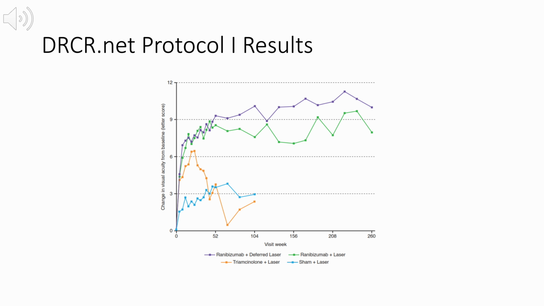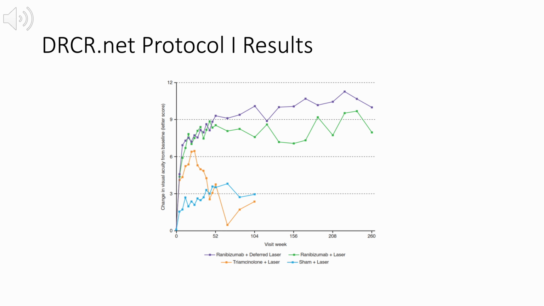Mean change in visual acuity score is on the vertical axis against time on the horizontal axis, extending across the follow-up period. 4 curves are plotted, one for each treatment arm. The 2 ranibizumab curves rise rapidly during the early weeks and then plateau at the highest position on the graph, consistent with the 8 to 9 letter gain we described.